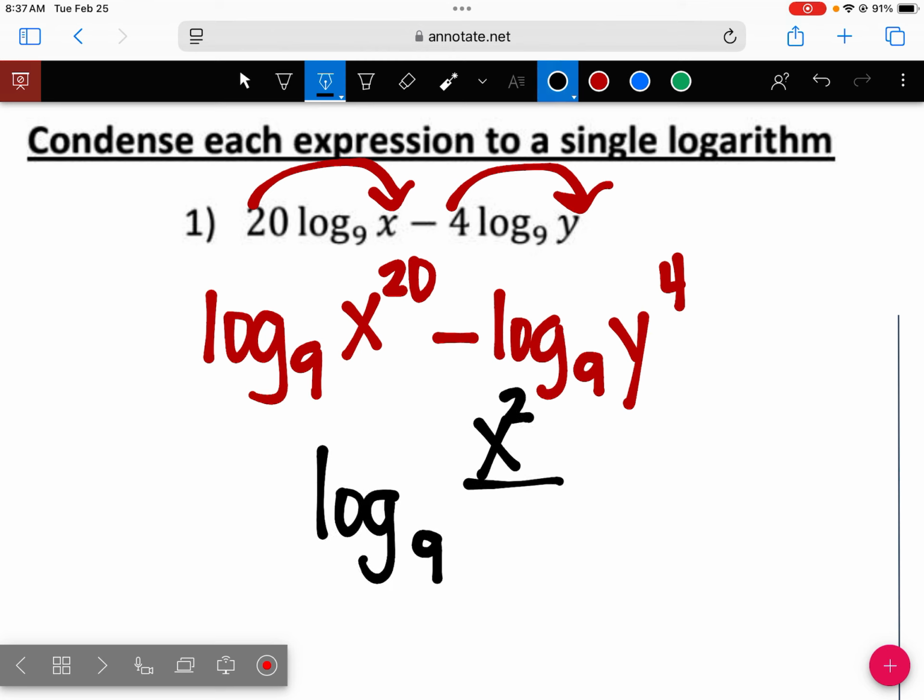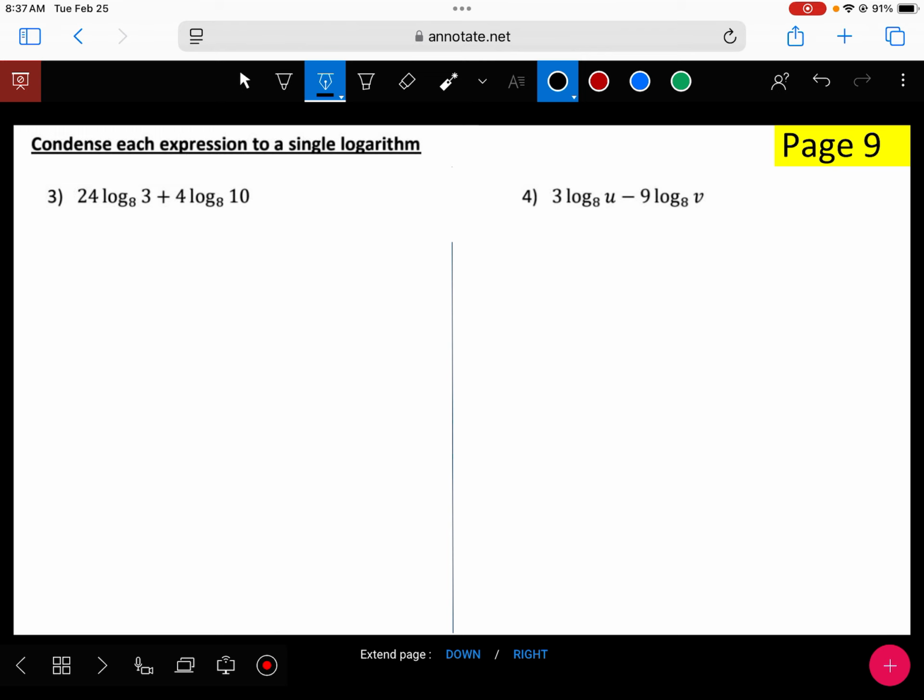All right, our last question for today is go ahead and look at question number 3. Is this one gonna have a fraction in it? No. And why not? Because does it have subtraction? No. So this one doesn't have a fraction. But you always start by moving the exponents.